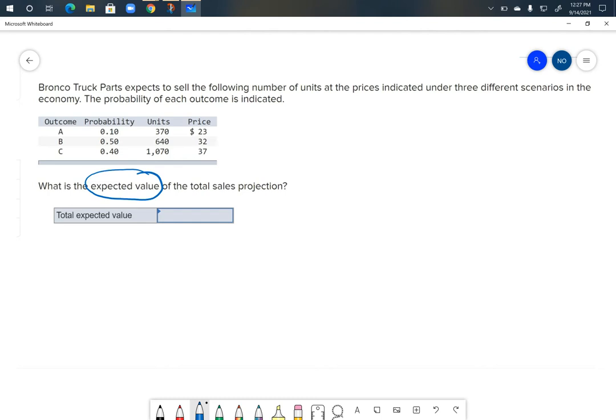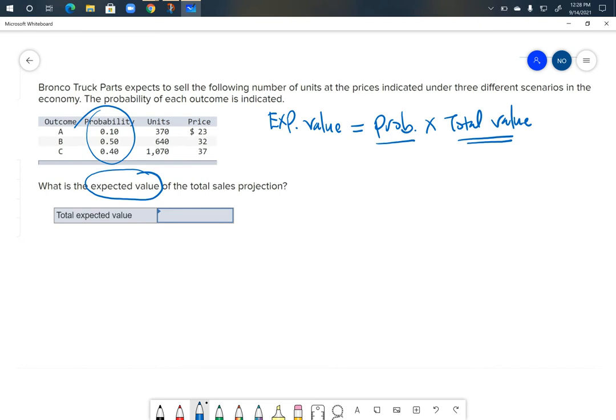So from what we know from the text, chapter 4, is that expected value is equal to probability times total value. So what we need to determine is what our total value is, and the probability has already been given to us. So we don't have to go trying to figure out the probability.